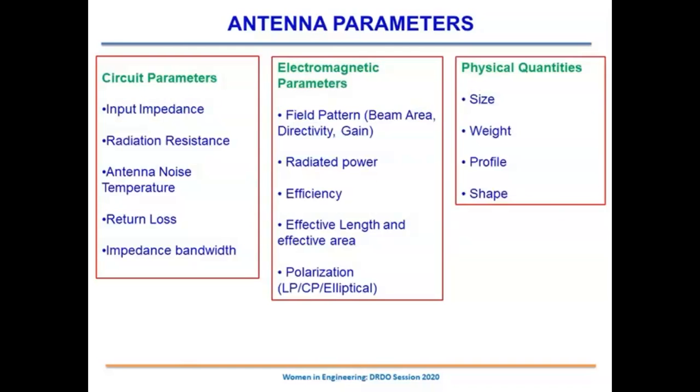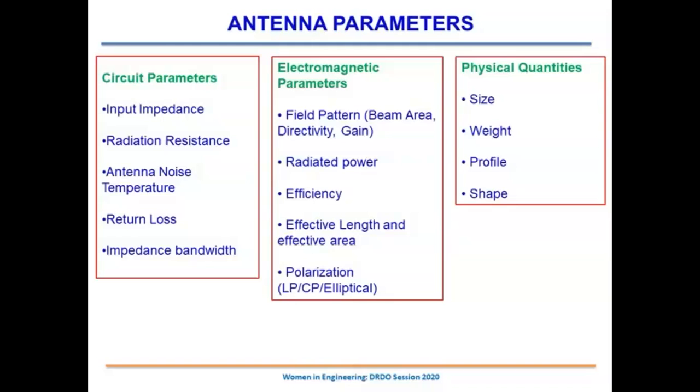For a person on the receiver side, he may be interested in the antenna noise temperature. And for an antenna engineer, the return loss, how much loss there is, how much of the power going into it the antenna is accepting, and the impedance bandwidth. Those are some of the important characteristics when we see the antenna as a circuit. But return loss and impedance bandwidth come across as electromagnetic parameters also, like an amalgamation.